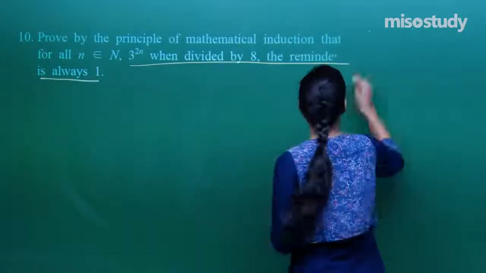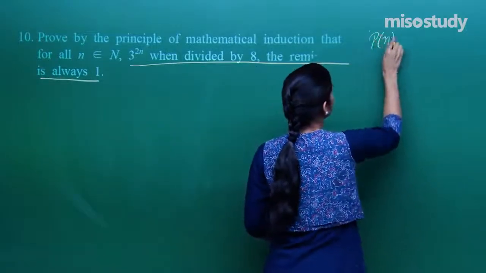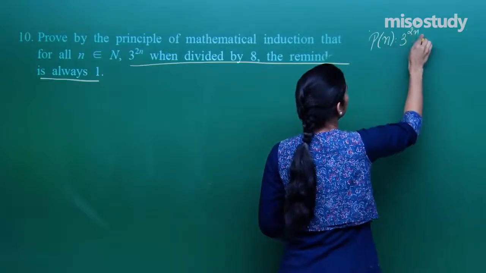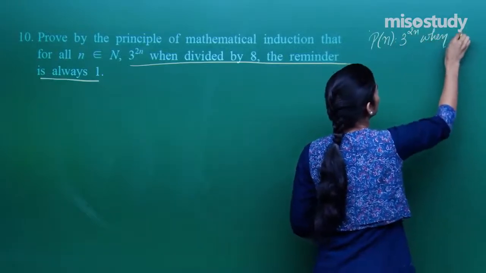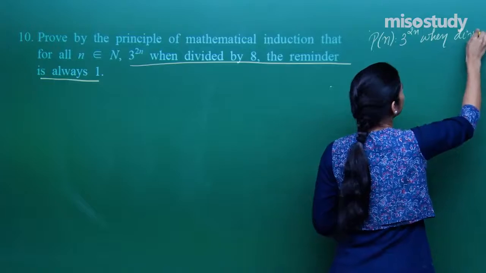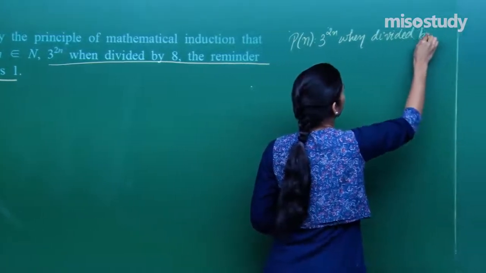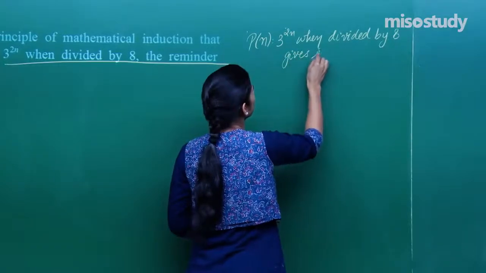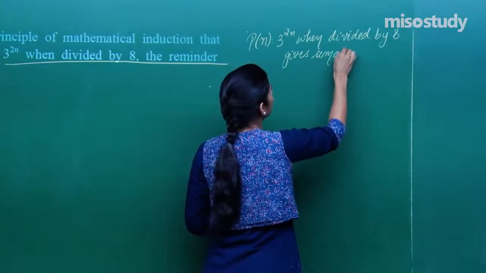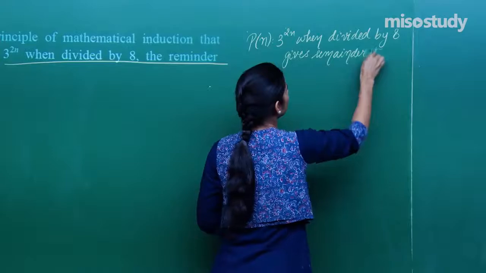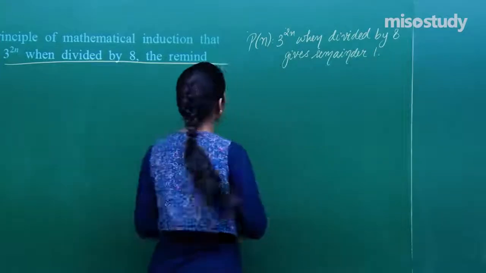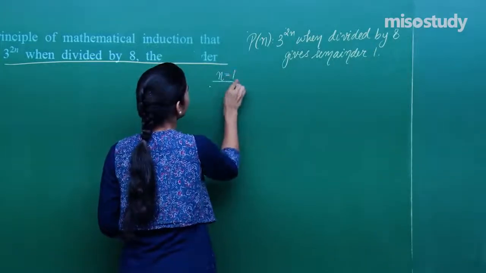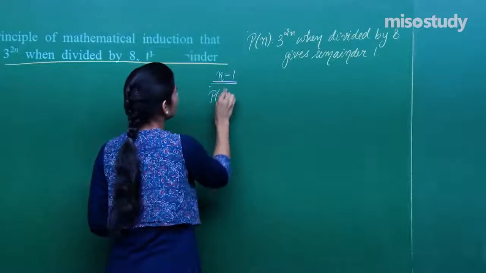That's my Pn. So write down Pn: 3 to the power 2n when divided by 8 gives remainder 1. n equals 1, P1.